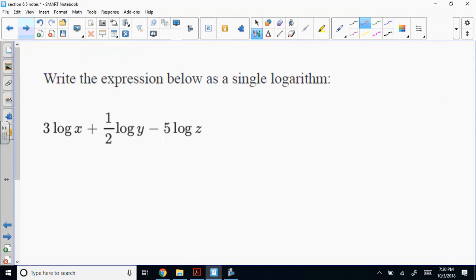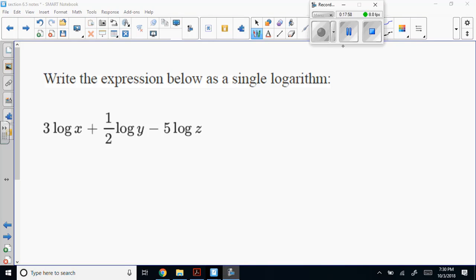Oh man, write the expression below as a single log. Okay, this is either your wheel's going to fall off or you'll get successfully there. But if you can combine them, then guess what? You can expand them, right? So, all right, go.